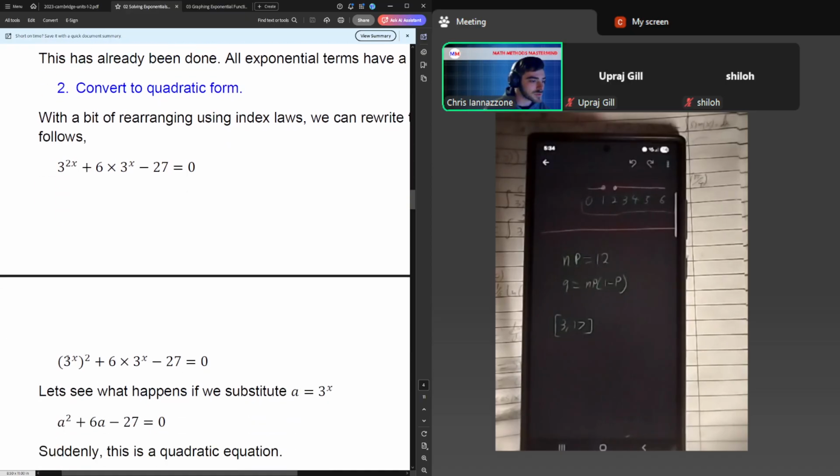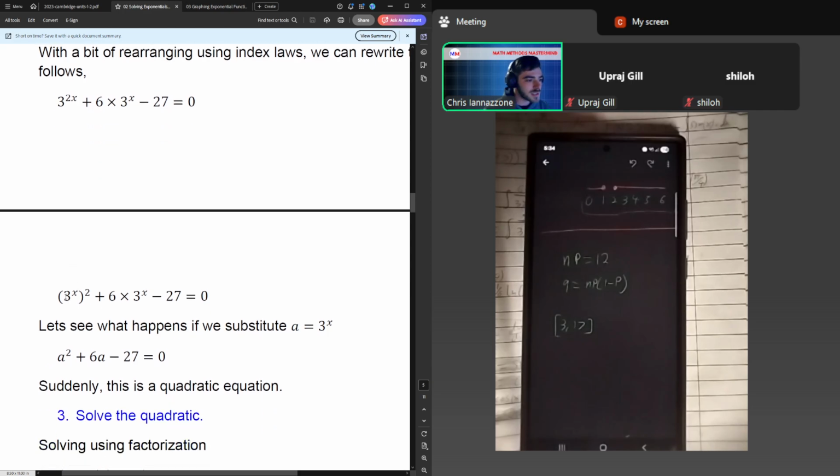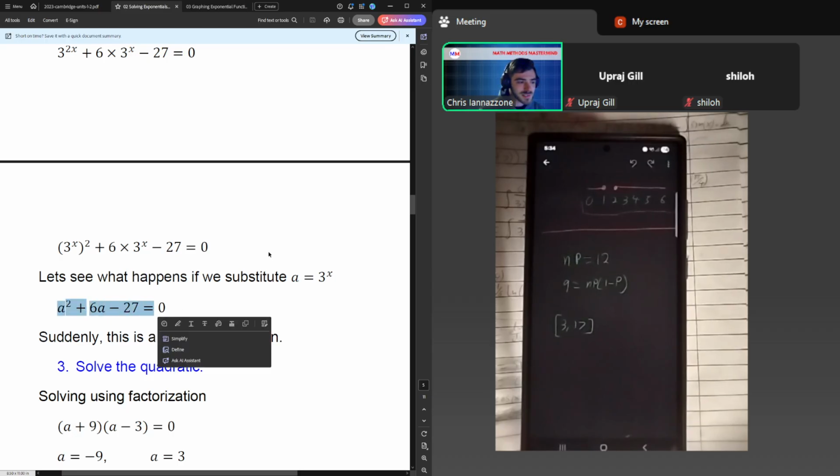If you do some index law stuff by separating that 2 off of the x, you'll see that you have 2 copies of 3 to the power of x that you can work with. Now, all of this that we're doing here is simply making it look easier. Technically, you don't need to do this. Technically, you don't need to substitute a equals 3 to the power of x, but it does make life look a lot easier because all of a sudden, that's just a quadratic.